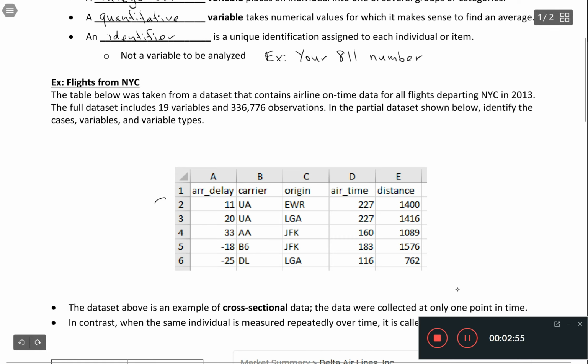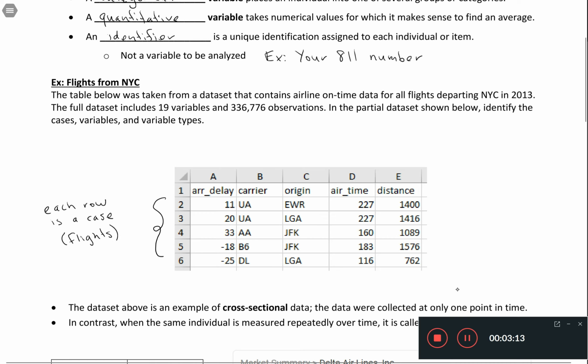Okay, so every row in this data set is going to be a case. And that's usually how data sets are set up. Each row is a case. And in this situation, the individual cases are the flights, right? We're recording information about the flights.